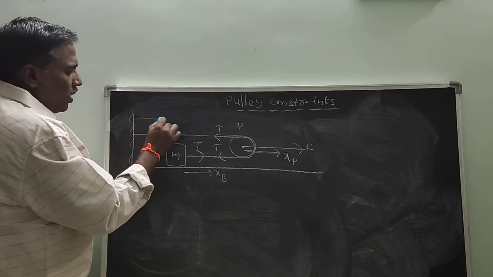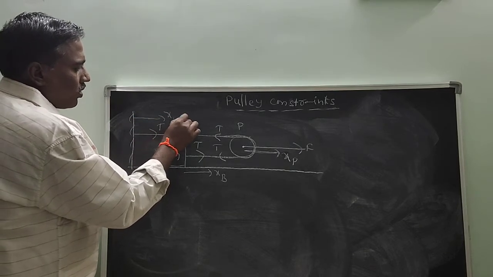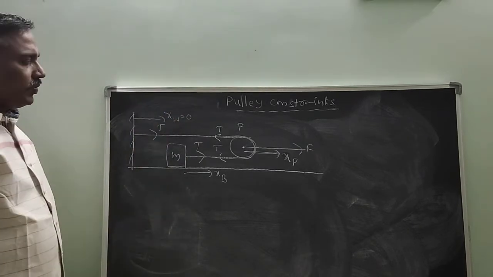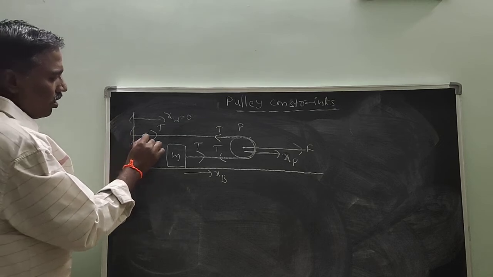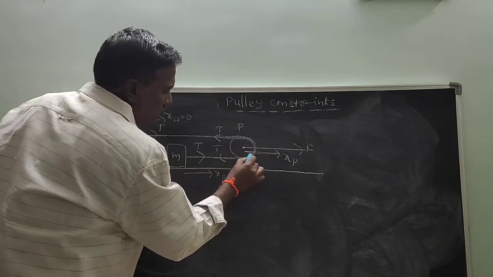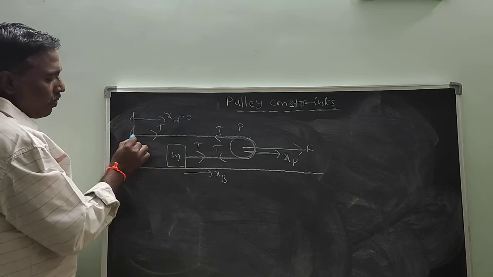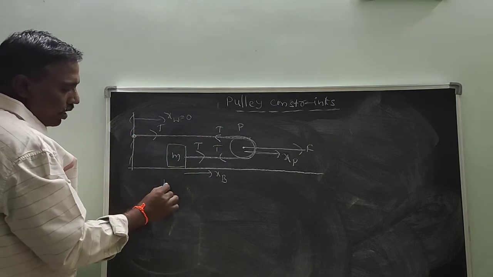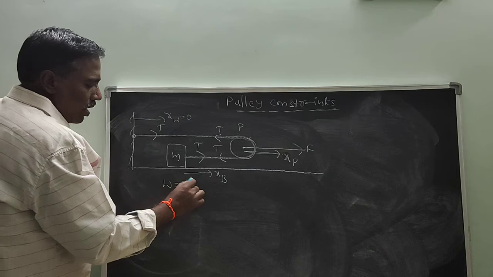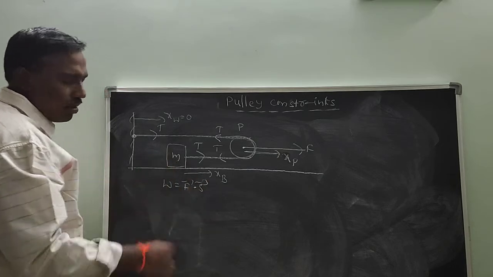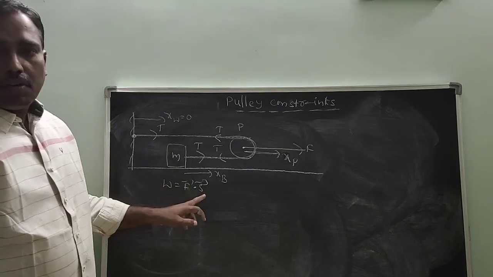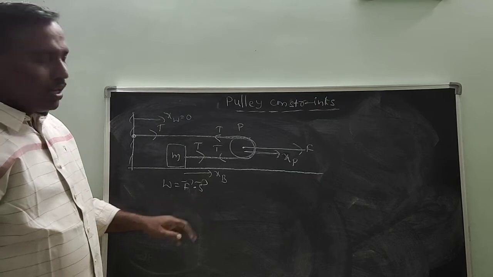What is the displacement of the wall? X wall is equal to 0. Here, what is the total work done by the tension in the string? From this point, work done is equal to F bar dot S bar.